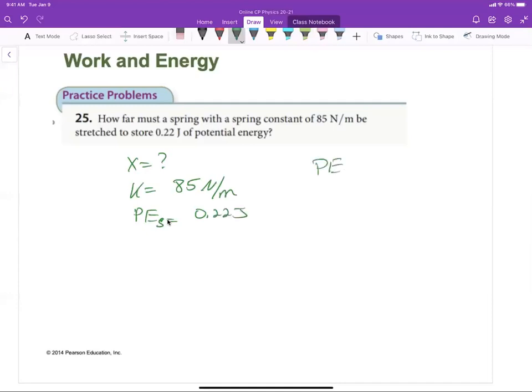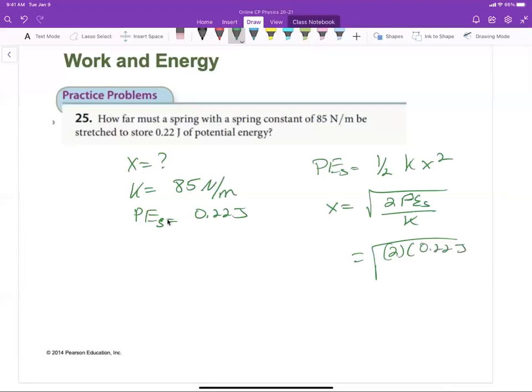So I have my equation, which is equal to 1/2 K times X squared, and I want to know what X is. So I have to rearrange this equation to get X by itself, and I will find that to be the square root of 2 times the potential energy due to a spring divided by K, and that is 2 times 0.22 joules over K, which is 85, and I will find that X value to be equal to 0.07 meters or 7 centimeters.